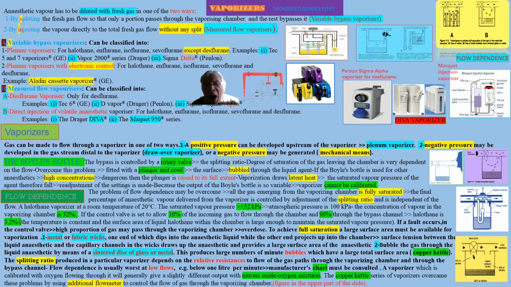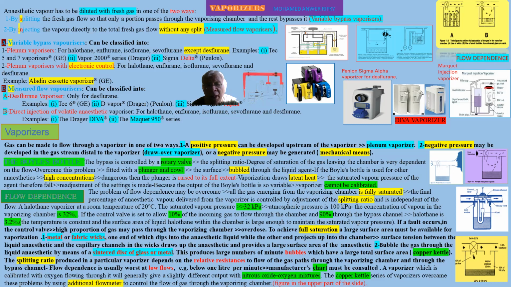So how does the vaporizer work? Of course, we are controlling the concentration by the splitting ratio. Suppose 90% is bypassing the vaporizer and only 10% going through the vaporizer. So this will create a concentration of 3.2%. This is how we are controlling the concentration.